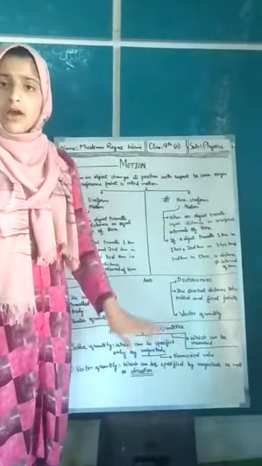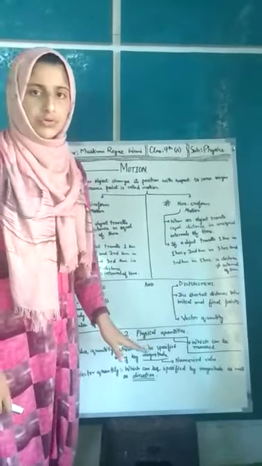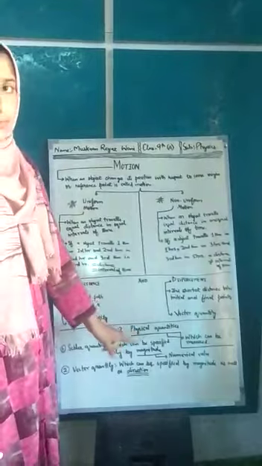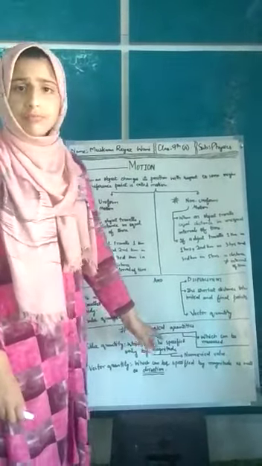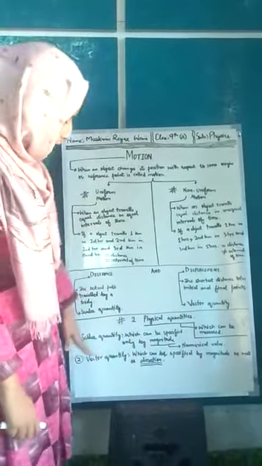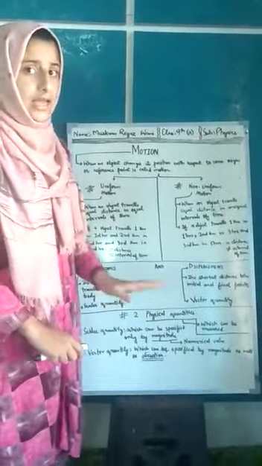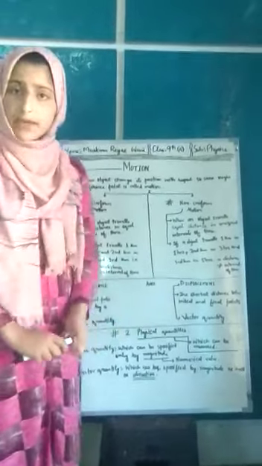Scalar quantity is that physical quantity which can be specified only by magnitude. What is magnitude? Magnitude is the numerical value of a quantity. Now, vector quantity. Vector quantity is that physical quantity that can be specified by magnitude as well as direction.